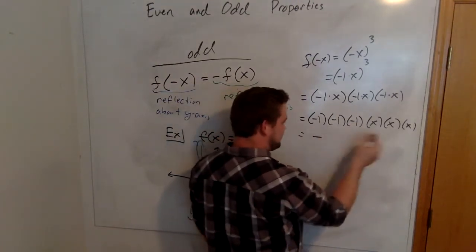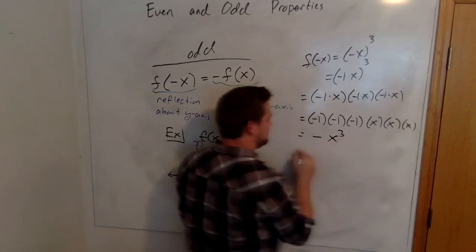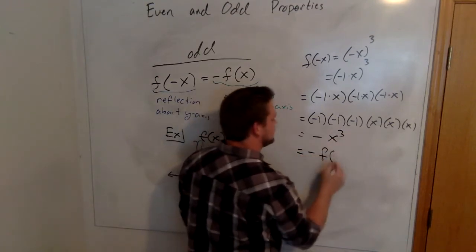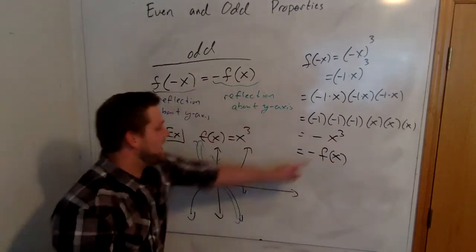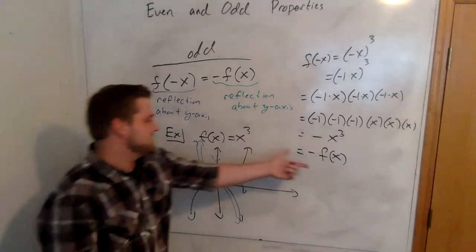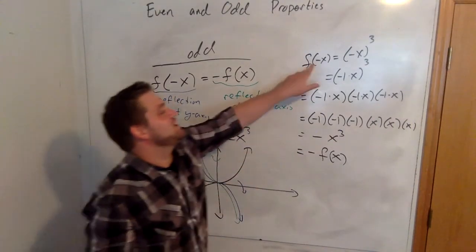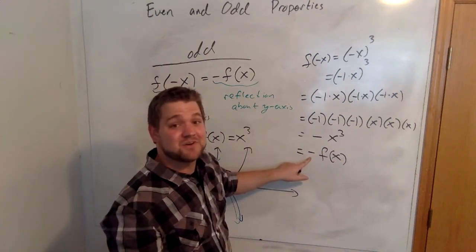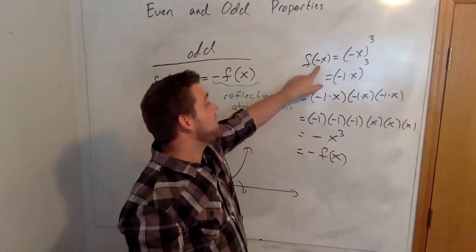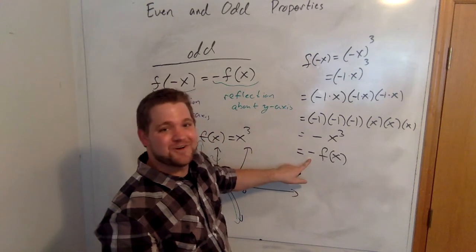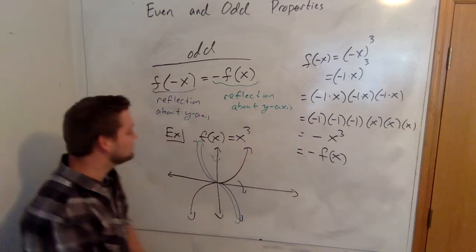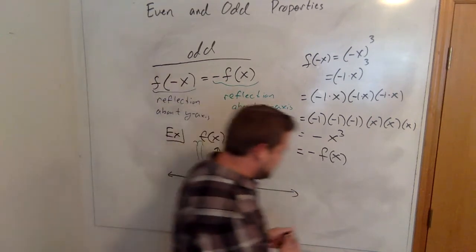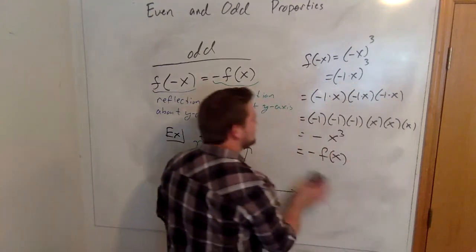This is the same thing as a negative x cubed, which is equivalent to having a negative on the outside of the function. X cubed is the same thing as f of x. This is negative f of x. So putting a negative on the inside of the function is the same as putting a negative on the outside of the function. Reflecting it over the y-axis is equivalent to reflecting it over the x-axis. Beautiful. Okay, can we think of another good function?